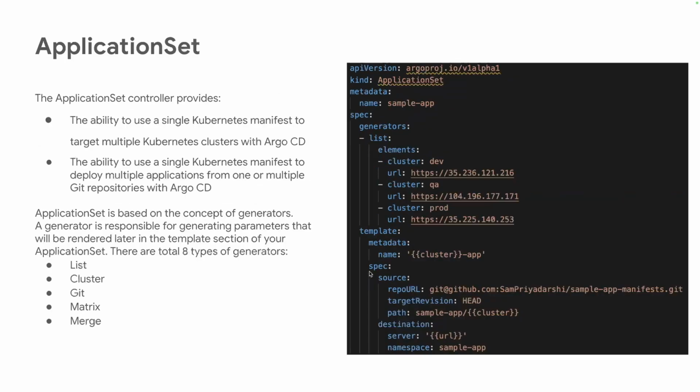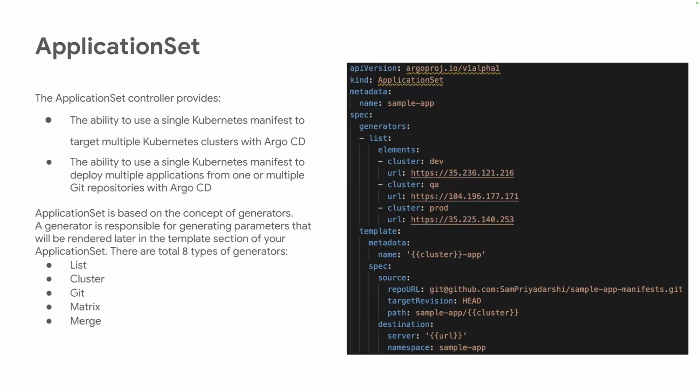So I have talked about a pattern called the application of applications pattern, where earlier you would have a single root application which would be responsible for deploying multiple general applications, right? Now it was a little bit complex to set up, right? And that's why the application set came into the picture, and this is a relatively new object compared to the application object, and this basically is a replacement of the application of applications pattern, right?